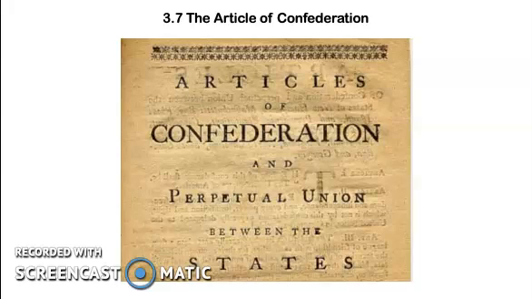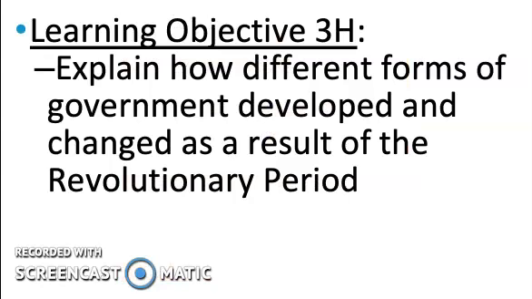We're here for our next lecture in AP US History. Today we're going to be doing topic 3.7, and we're going to be covering the Articles of Confederation. Our learning objective today is learning objective 3H. Explain how different forms of government developed and changed as a result of the Revolutionary period. In particular, today we're going to be looking at America's first government, and it's not the one that we have now, so that hopefully should give you a sense for how successful it was.